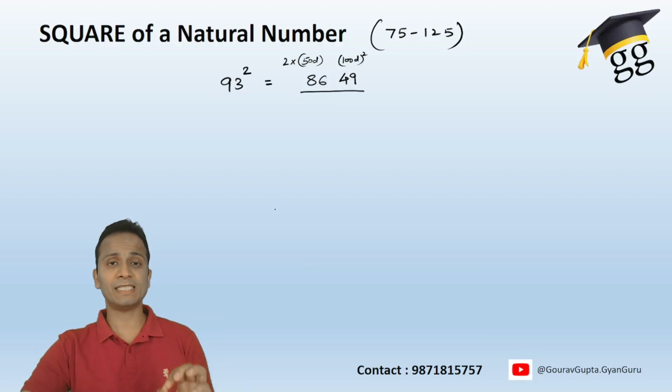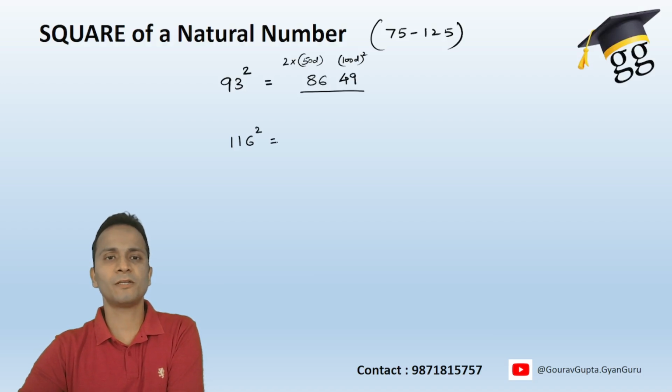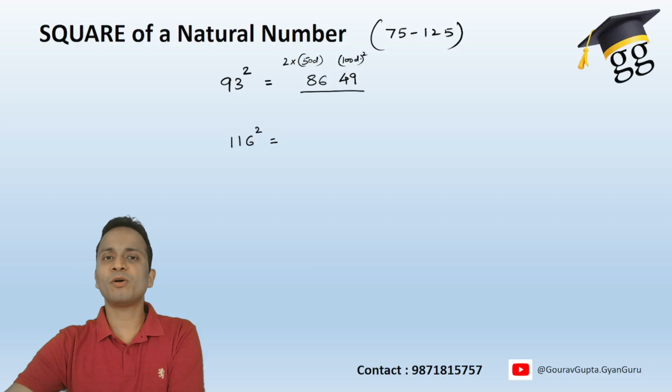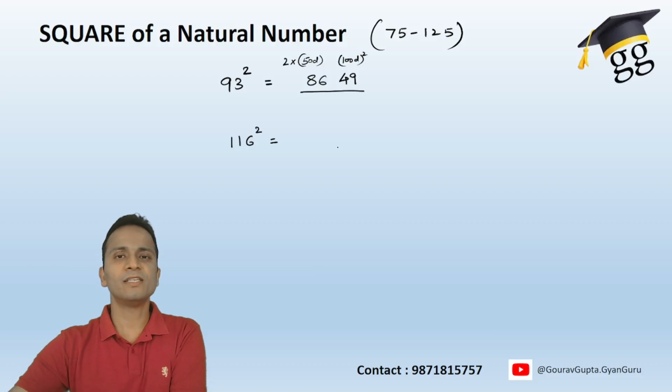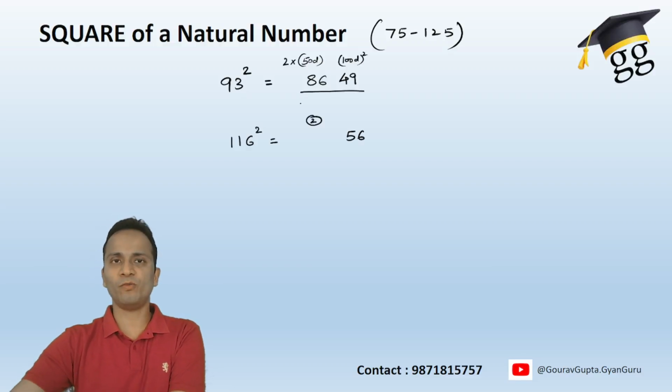I'll repeat this exactly the same thing for another number. So let's say we have to find out the square of 116. Okay. So first of all, the difference of 116 from 100 is 16. The square of 16 is 256. I'll retain the last two digits, 56, and will send 2 as the carry forward.